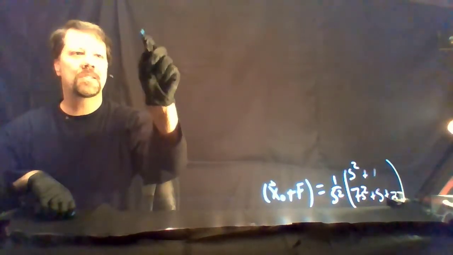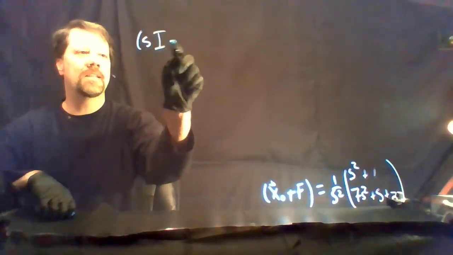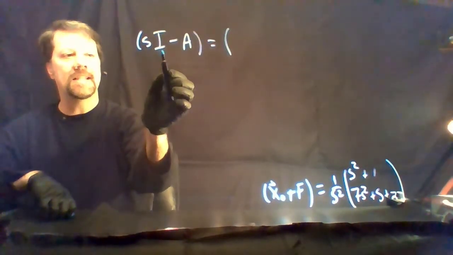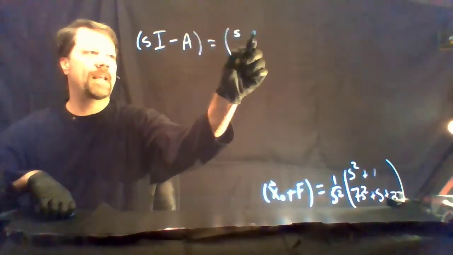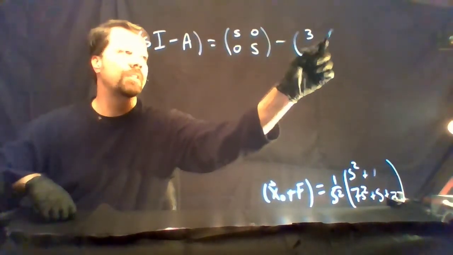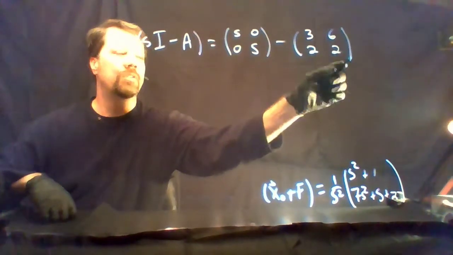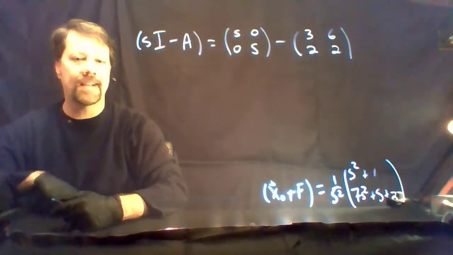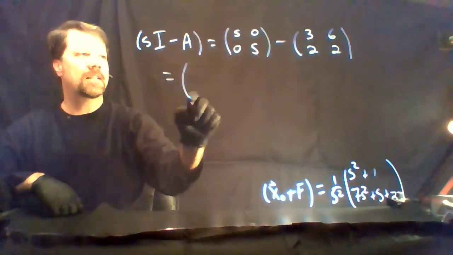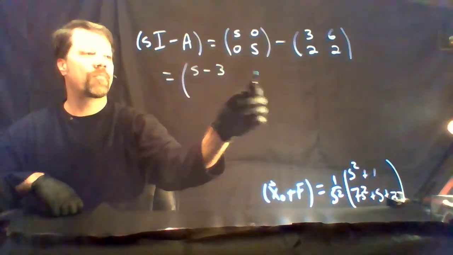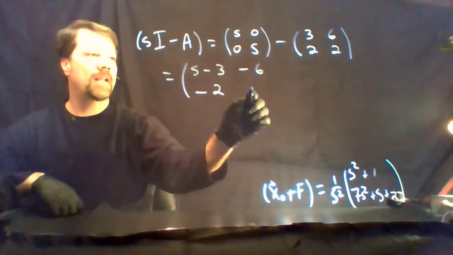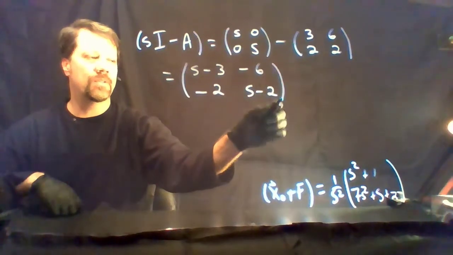The next step in the solution process is to calculate sI minus A. I is the identity matrix, s times that will be s, 0, 0, s, and A was the matrix 3, 6, 2, 2, the matrix of coefficients of x and y on the right-hand sides in the differential equation. This gives us s minus 3, minus 6, minus 2, and s minus 2.